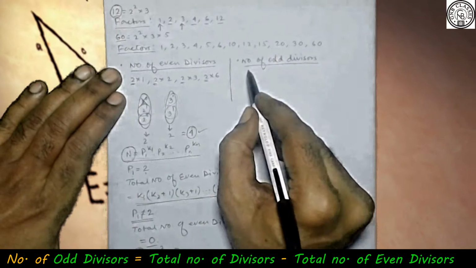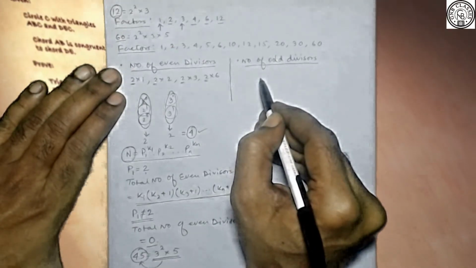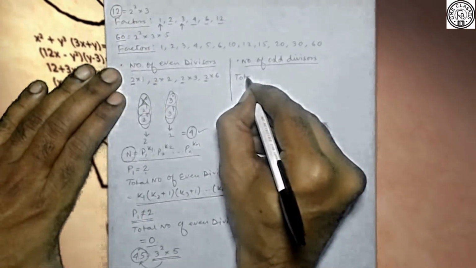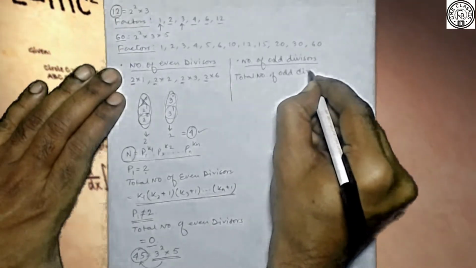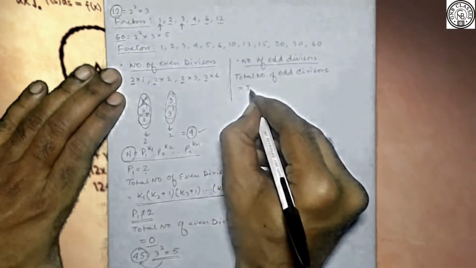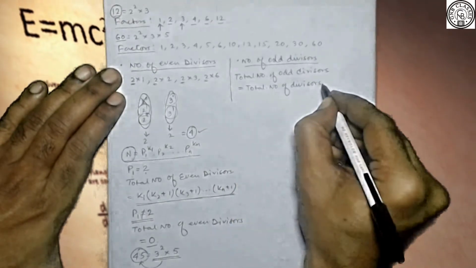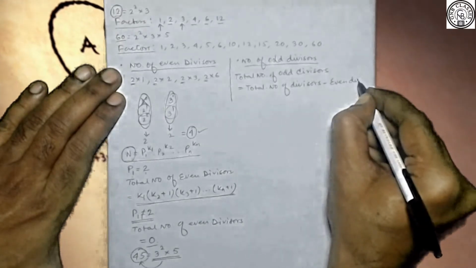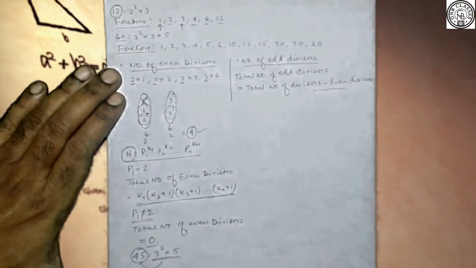So if you can find out total divisors and you subtract the number of even divisors, then we will get the number of odd divisors. So total number of odd divisors equals total number of divisors minus total number of even divisors. Yes or no? This is one way of doing the sum, but indirectly.